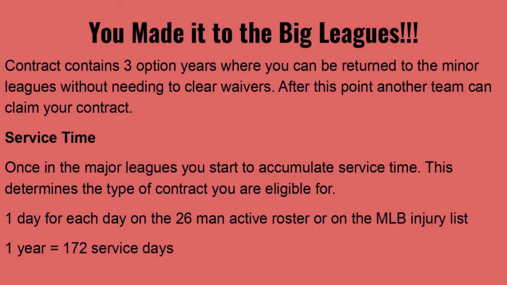If a player is in the major league system and on the 26-man roster, they start to accumulate service time, and this is key to any player in the major leagues. Once there, this determines the type of contract you are eligible for based on your years of service time. So 1 day for each day on the 26-man roster or the MLB injury list is going to accumulate 1 day towards your service time. And 1 year of service time is considered 172 service days. This is key because as you progress through your years in the major league system, it changes the type of contract you are eligible for.